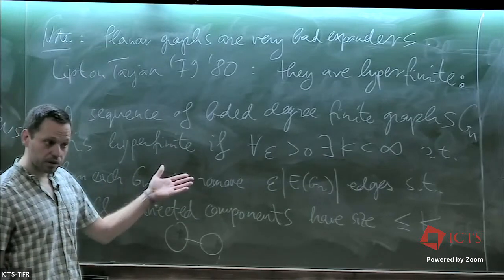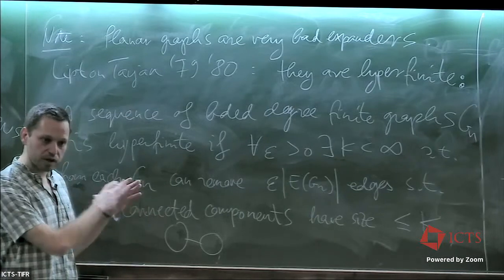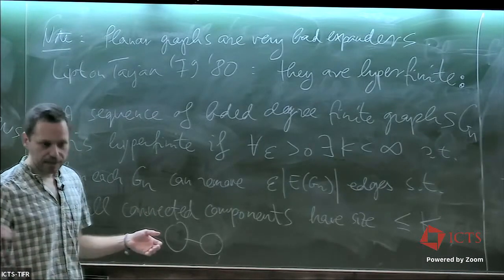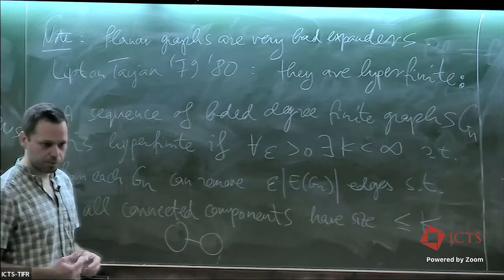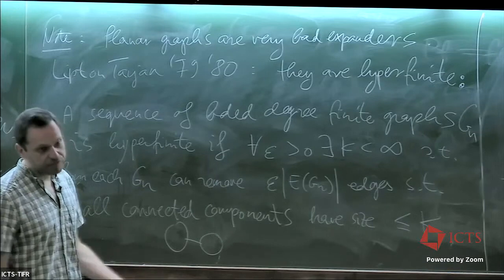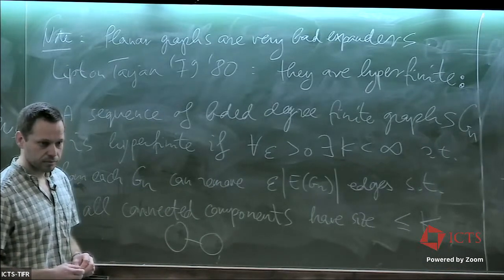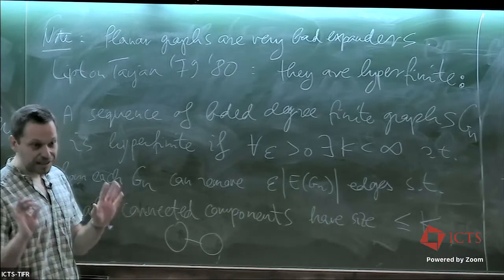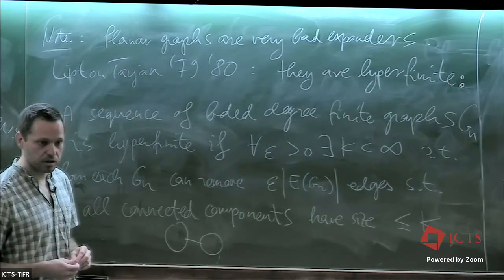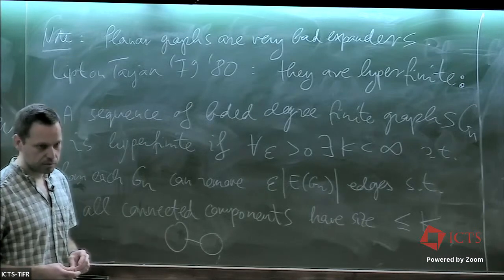While in a non-amenable group, there is no such thing. You cannot do that. If you want to cut it into finite pieces, you need to remove at least a fixed positive proportion of edges. And then if you have some approximation to the infinite group, in any sense, you will see that.